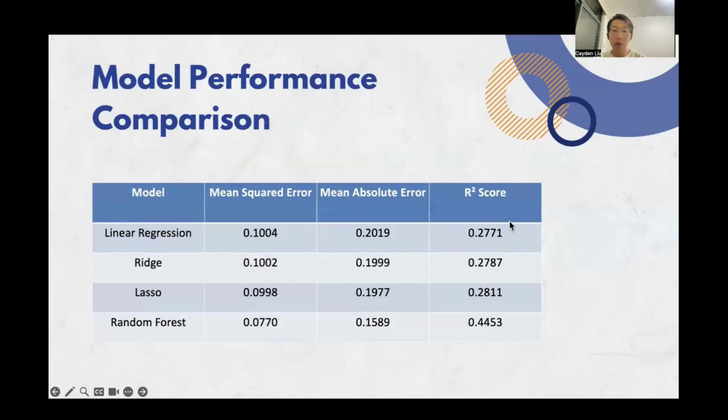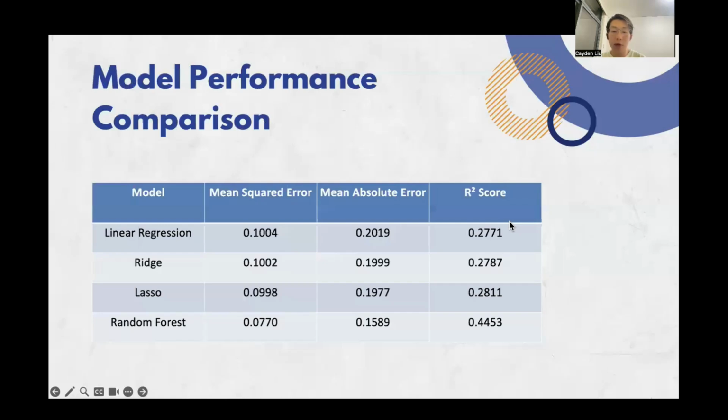Here, we present the performance comparison of the four models. As we can see, each model has its own strengths and weaknesses across the different metrics. Upon closer analysis, we observe that the random forest model has the lowest mean squared error, indicating the smallest average squared error among the models. It also has the lowest mean absolute error, which shows the highest accuracy in predictions.